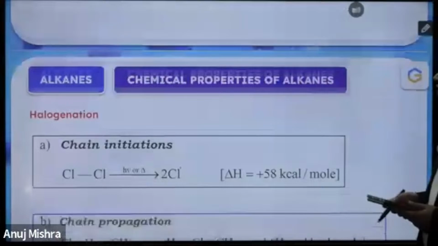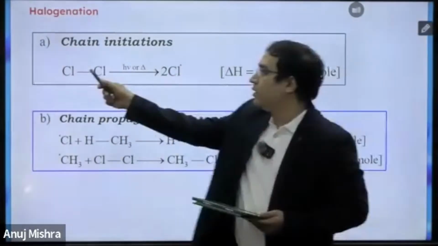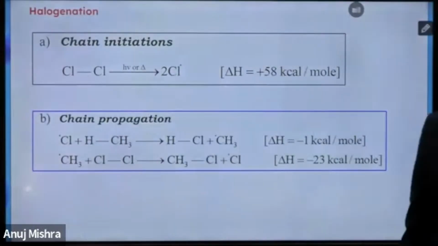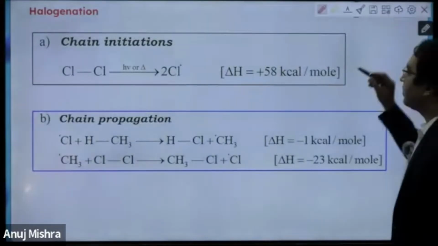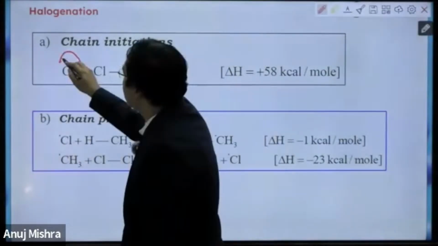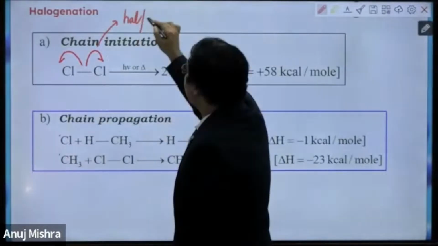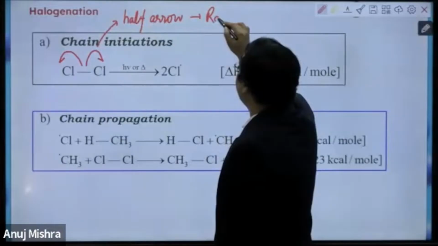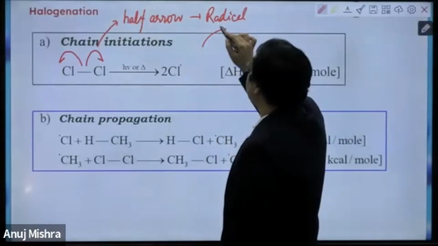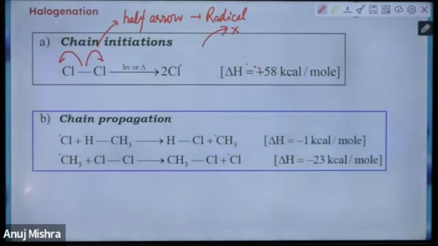Now coming to the first part, chain initiation. Initiation means starting the reaction. So how do you start a reaction? You have chlorine. Now this chlorine breaks into radicals. So see, this is step number 1. This breaks, and this half arrow is used for radical reactions. Be careful, you cannot use this. This will be wrong.